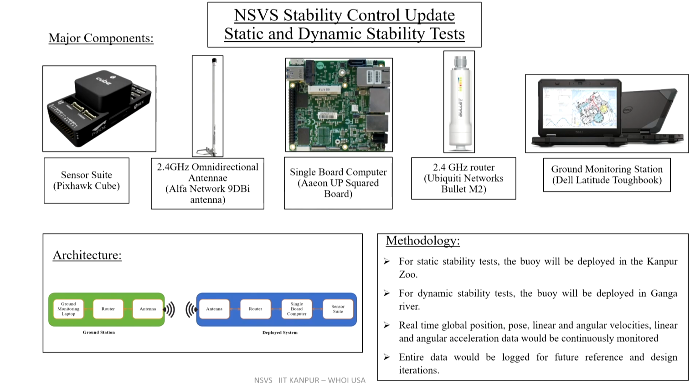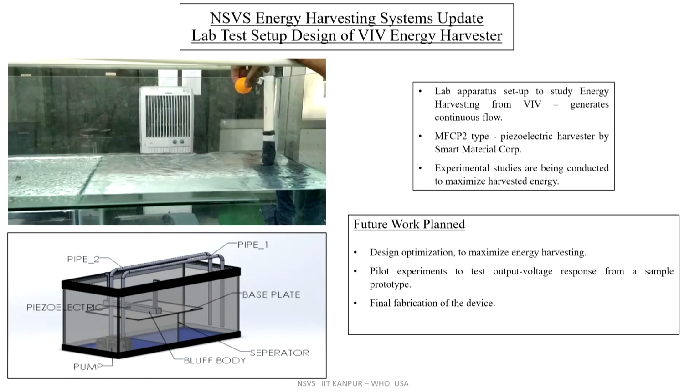Now, this is the first series of stability tests of the system, and this entire thing was done at a place a little bit away from a river, but quite adjacent to the river, inside Kanpur Zoo. Then we carried out dynamic stability analysis, real time position determination, and we recorded the raw data for future reference. So, this is when we were testing the vortex induced vibration system.